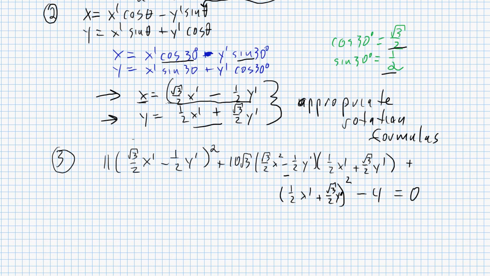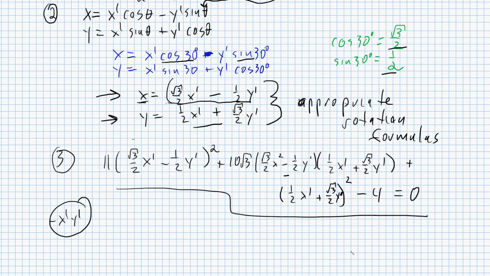Now if we wanted to carry this all the way through, we would actually simplify all of those parentheses, FOIL things out, combine like terms, and we would discover that the x prime y prime term would cancel out, telling us that this conic section is no longer rotated, that it is oriented horizontally to a set of axes, the x prime and y prime axes. Anyway, for our purposes, we're going to stop here. We're not going to do that whole messy simplification.